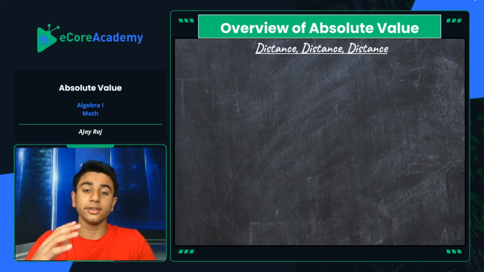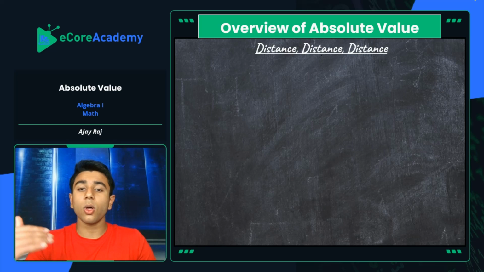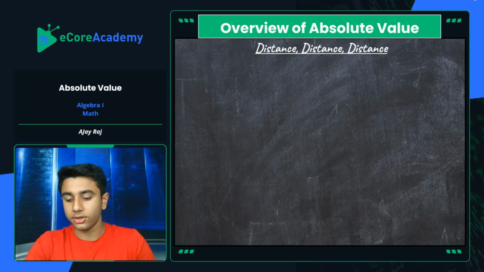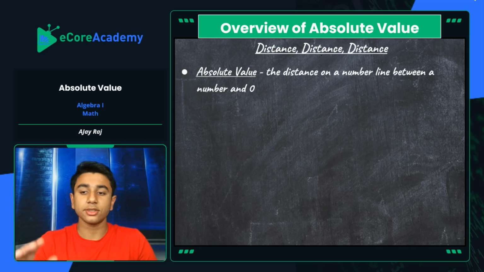That's distance. It's all about distance. So distance, that's all absolute value represents. And distance is all relative towards a specific point, and I'll tell you exactly what that is. So absolute value, by definition, is the distance on a number line between a number and 0. So any number could be an integer, it could be a decimal, repeating, non-terminating, anything on the number line that's a real number. It's going to be calculated between its distance from 0.